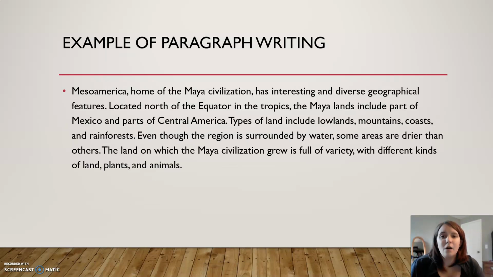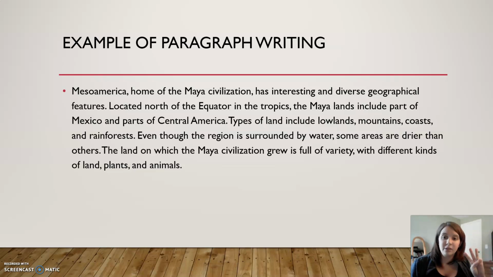So this is an example of a paragraph writing. So Mesoamerica, home of the Maya civilization, has interesting and diverse geographical features. So that right there is my topic sentence. That is what the rest of the paragraph is going to be about. Located north of the equator in the tropics, the Maya lands include part of Mexico and parts of Central America. There's my first detail. Types of lands include lowlands, mountains, coasts, and rainforests. There's my second detail. Even though the region is surrounded by water, some areas are drier than others.